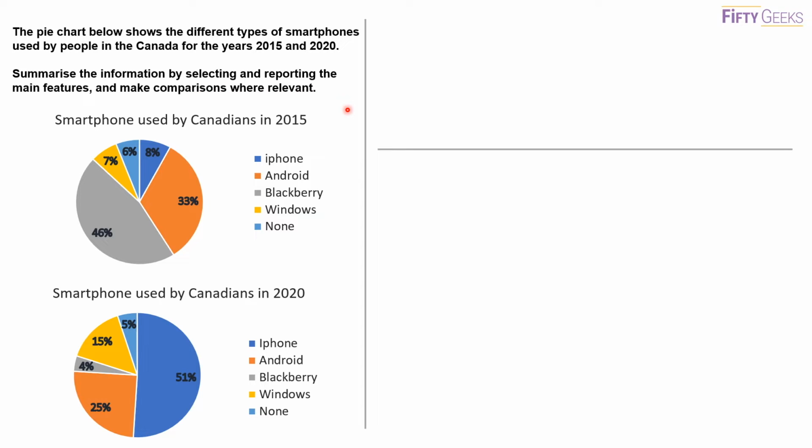The two pie charts represent the proportion of Canadians who use different types of smartphones in 2015 and 2020. The charts compare the data for the iPhone, Android, BlackBerry, Windows smartphones, as well as those who did not use any smartphones. To answer this type of question, we will make a quick draft. Here we will write an introduction, an overview, body paragraph 1 and body paragraph 2.